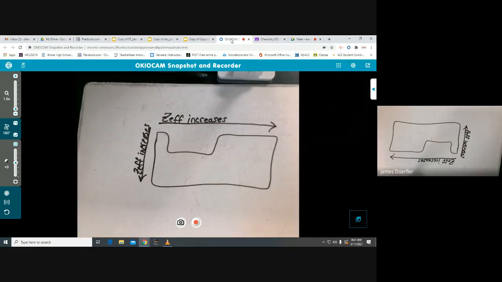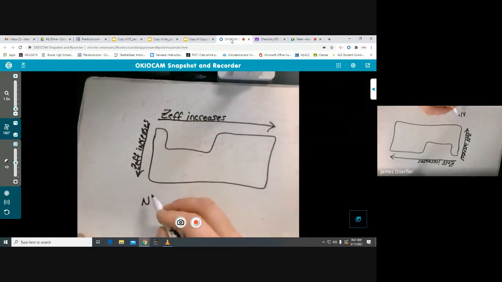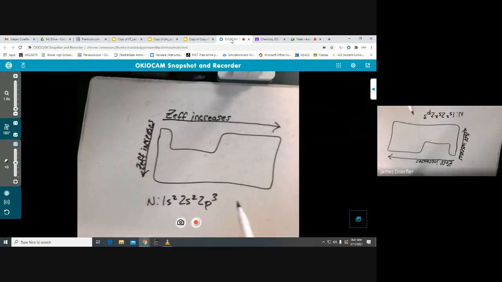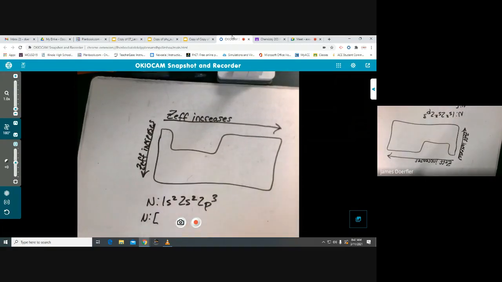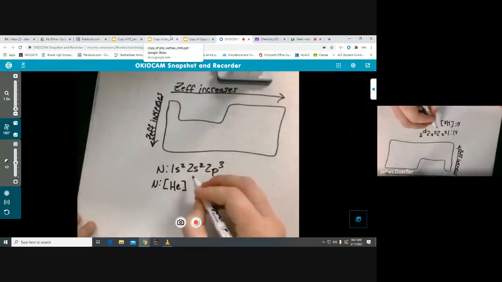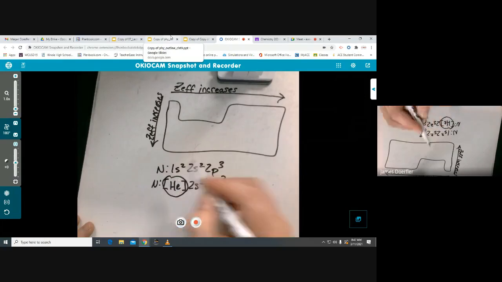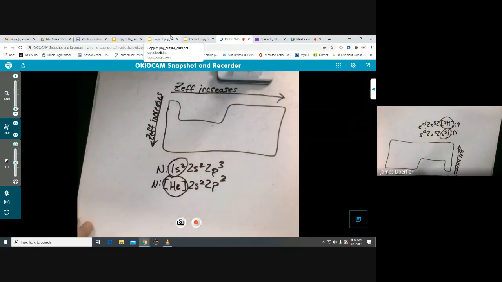So, what I want to show and highlight is, let's look at nitrogen. If we did nitrogen's electron configuration, we're going to have 1s2, 2s2, 2p3, right? If we were to do this in noble gas configuration, where am I going to start? Helium. And then I just continue on there: 2s2, 2p3. Now remember, helium represents the core electrons.